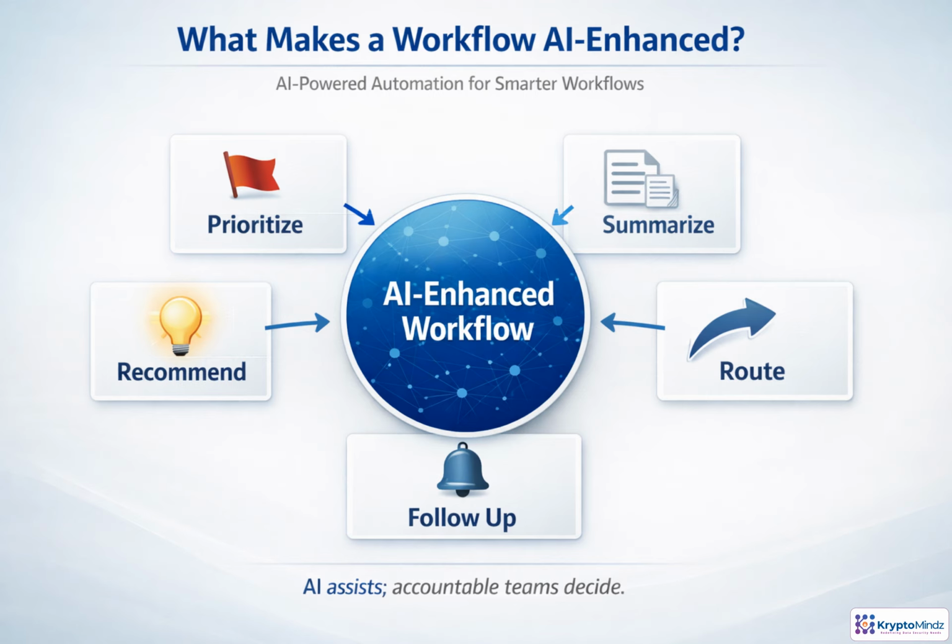An AI-enhanced workflow is not just automation with a chatbot attached. It is a process where AI helps interpret context and reduce coordination effort. It can flag what needs attention first, summarize long histories, recommend next actions, route work to the right team, and trigger follow-ups before tasks go stale. But the foundation still matters. AI performs best when the workflow has clear steps, trustworthy data, and well-defined ownership. Think of AI as an assistant that improves speed and visibility, while the team remains accountable for approvals, sensitive decisions, and exceptions.